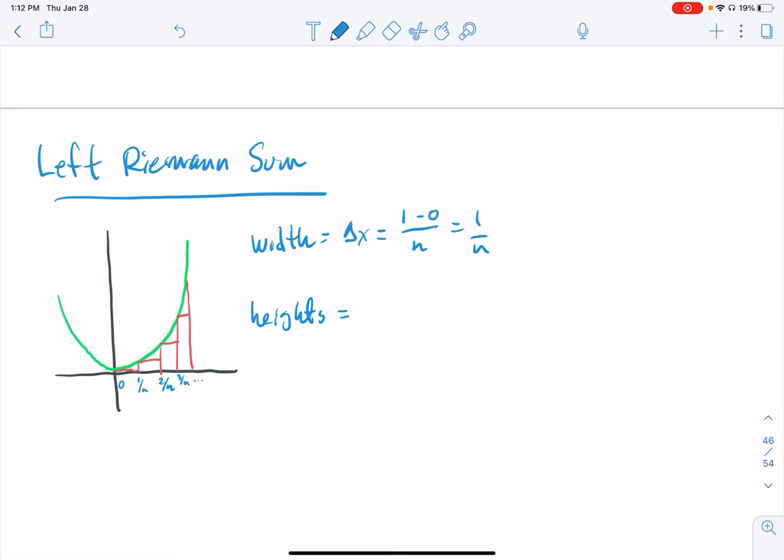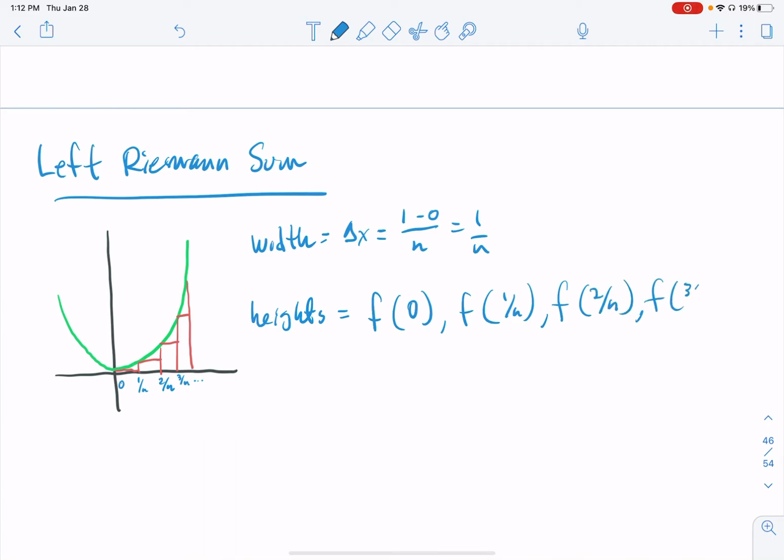we're going to find function values at each one of these left endpoints, and the first one is going to be f of 0, and then f of 1 over n, f of 2 over n, 3 over n, and you get the picture all the way up to, you don't go to n over n because that's the right endpoint, and remember with the left Riemann sum you leave it off. We're going to go to f of n minus 1 over n. That should be the last one.